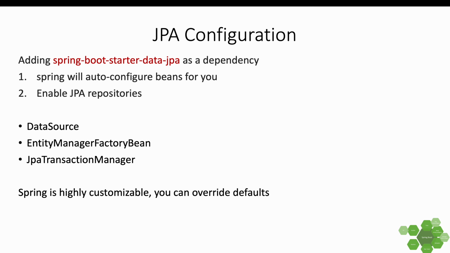So when you add spring-boot-starter-data-jpa as a dependency in your project, and you're in Spring Boot, you have spring-boot-starter parent as specified in your POM. Spring will auto-configure beans for you. Spring will enable JPA repositories for you. And Spring will enable scanning of your repositories. And it will scan them from the base package or the current package where your entry class is.